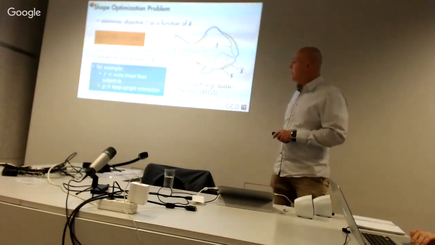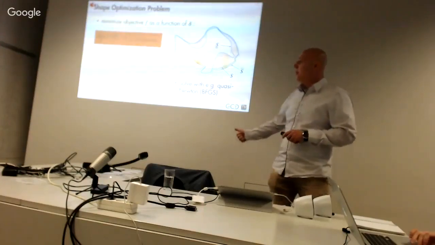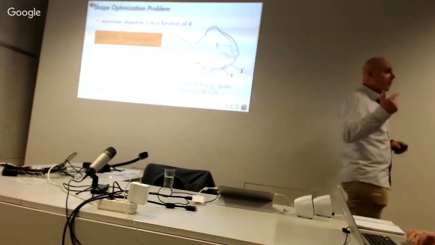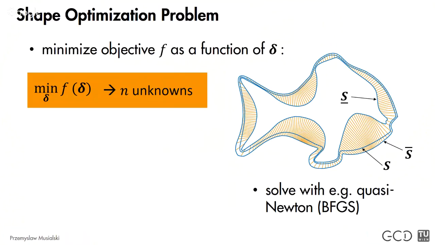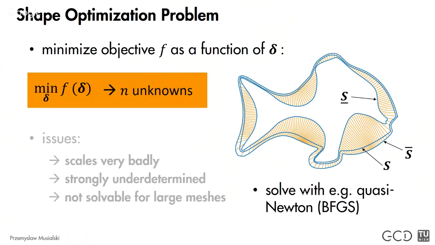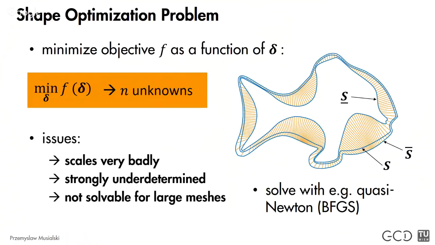However, there are a number of problems here. First of all, we have twice n unknowns, where n is the number of vertices, because we look for a particular offset value for each vertex, or even for two offset values if you go to the inner and to the outer surface. So it's a huge number. If you imagine a mesh with a couple of thousands or tens of thousands of vertices, you have twice as many unknowns. So the problem is very, very big. It scales very badly. That means for large meshes, it's basically unsolvable.